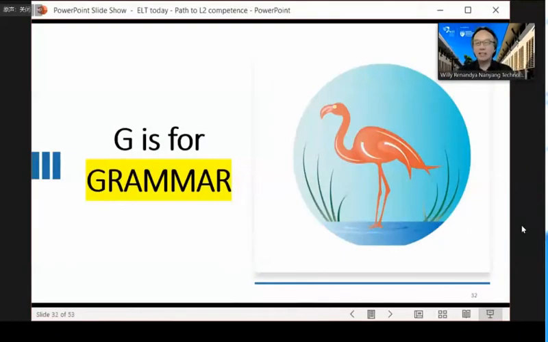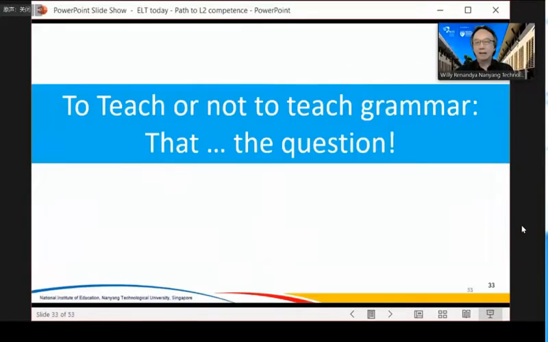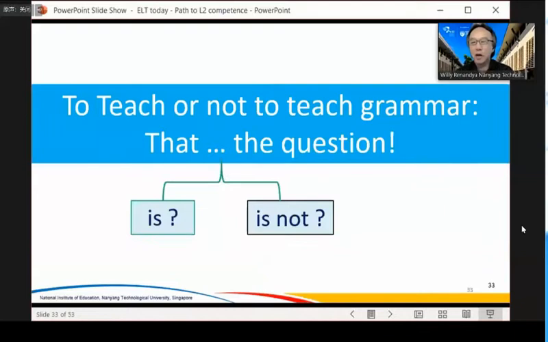Next one, G is for grammar. Let me pose this question to you. Yolanda, are you there, Yolanda? To teach or not to teach grammar, that is, choose one. What would you say? You can say it in your head. Is or is not?